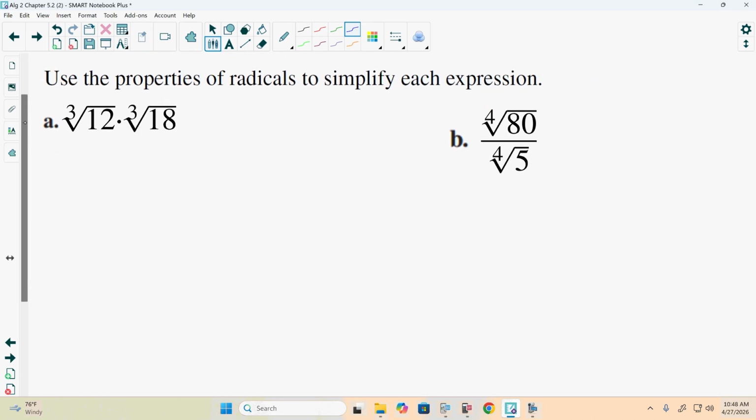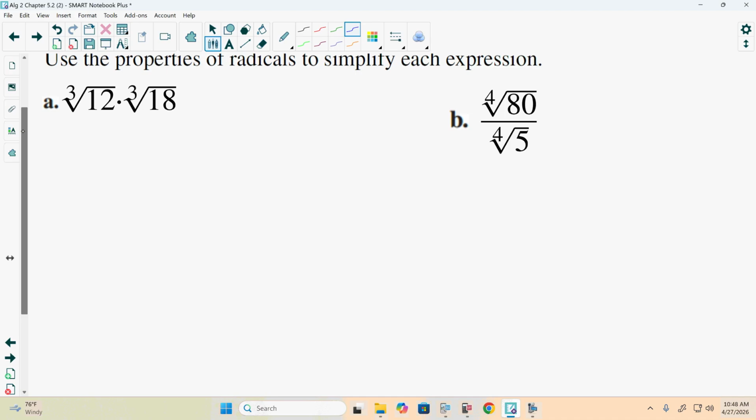So let's look at these first few here. Cubed root of 12 times the cubed root of 18. 12 and 18 do not have perfect cubic roots. There's not a number or a factor of either one that can be multiplied by itself 3 times. So what we want to do is our factor trees. We want to see what the prime factorization of 12 and 18 is. So always look at prime numbers other than 1. And I always start smaller to bigger.